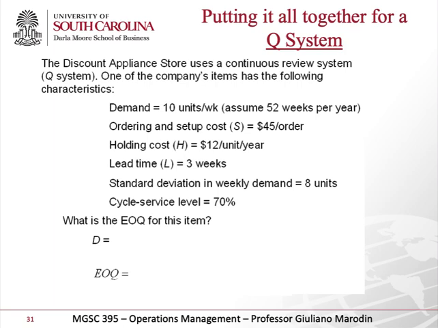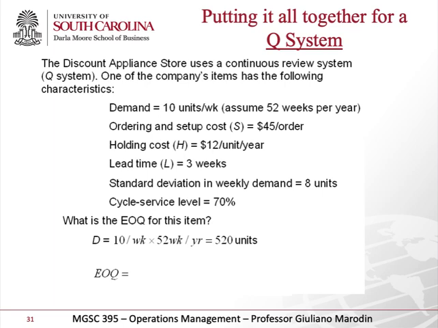And this is the problem using a Q system. I have a demand of 10 units per week, assuming 52 weeks per year. Ordering cost is 45. Holding cost is 12. Lead time is 3 weeks. Standard deviation of the weekly demand is 8 units. And we want to have a cycle service level of 70%. So we calculate the economic order quantity. We know how to do that.